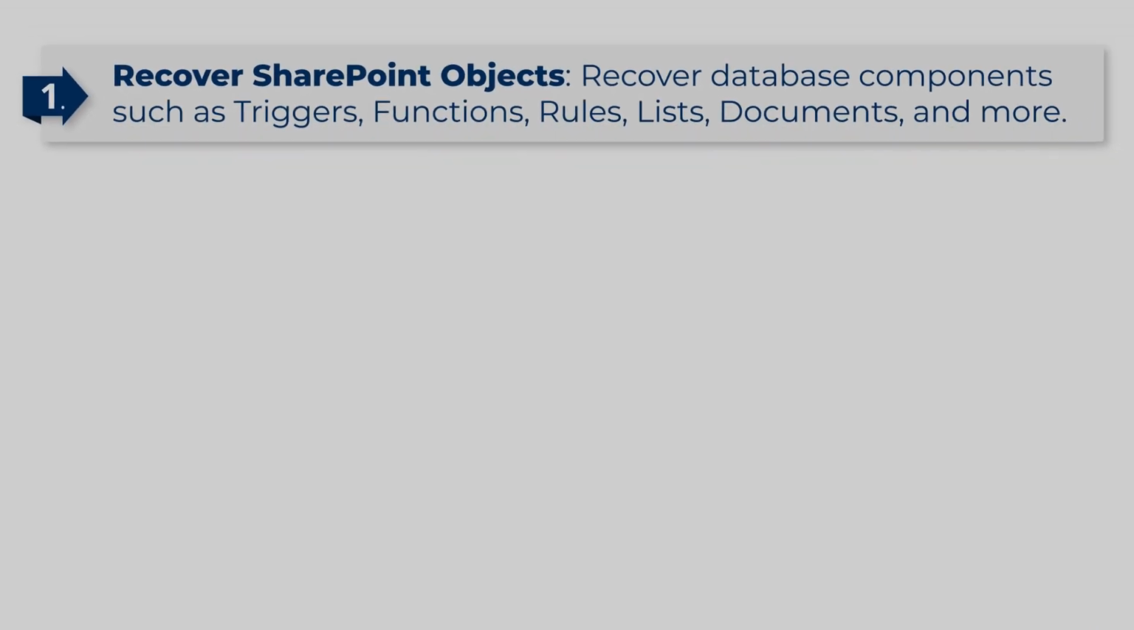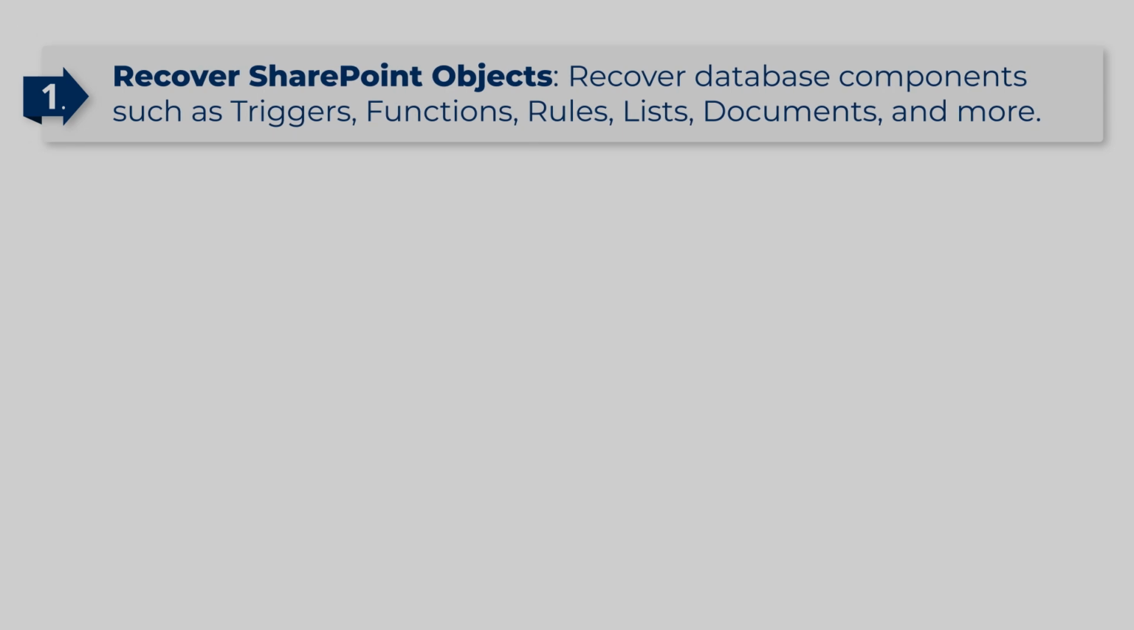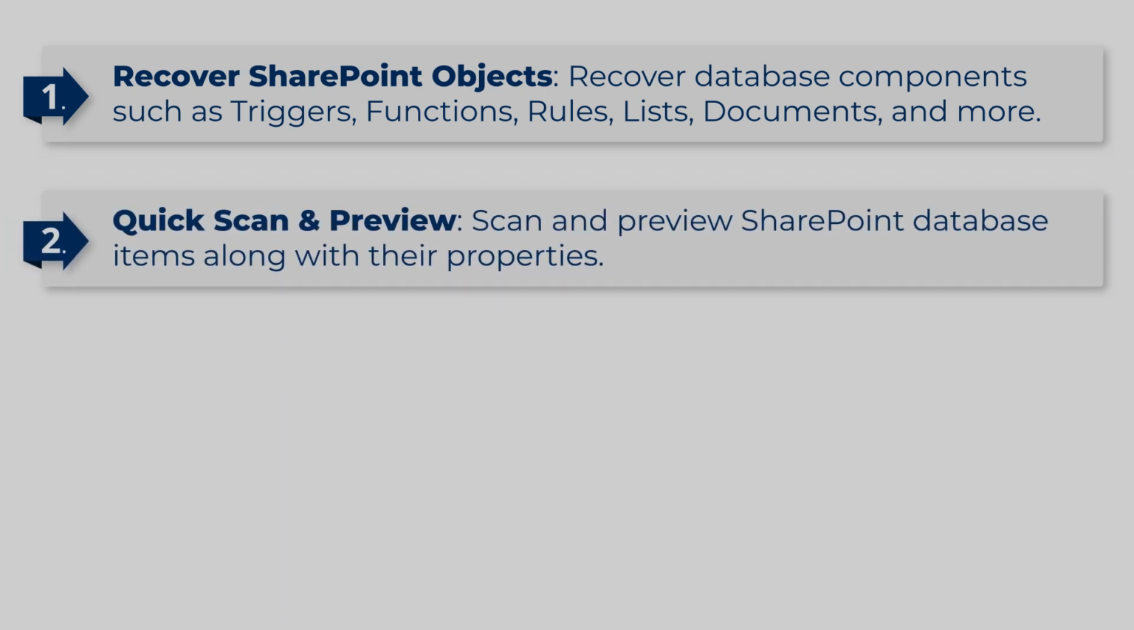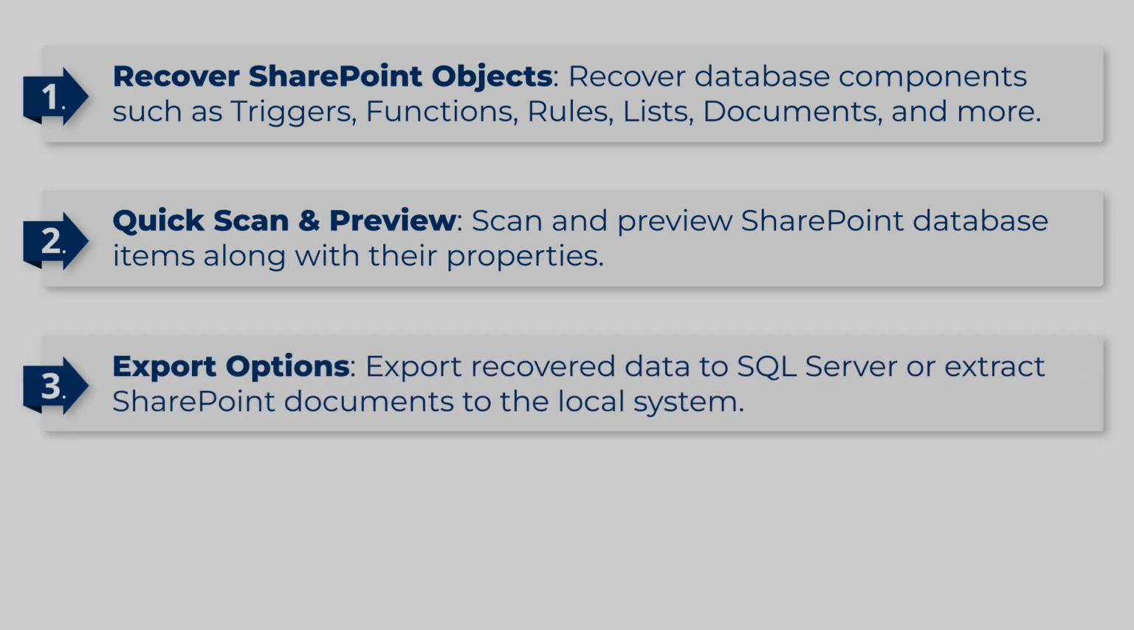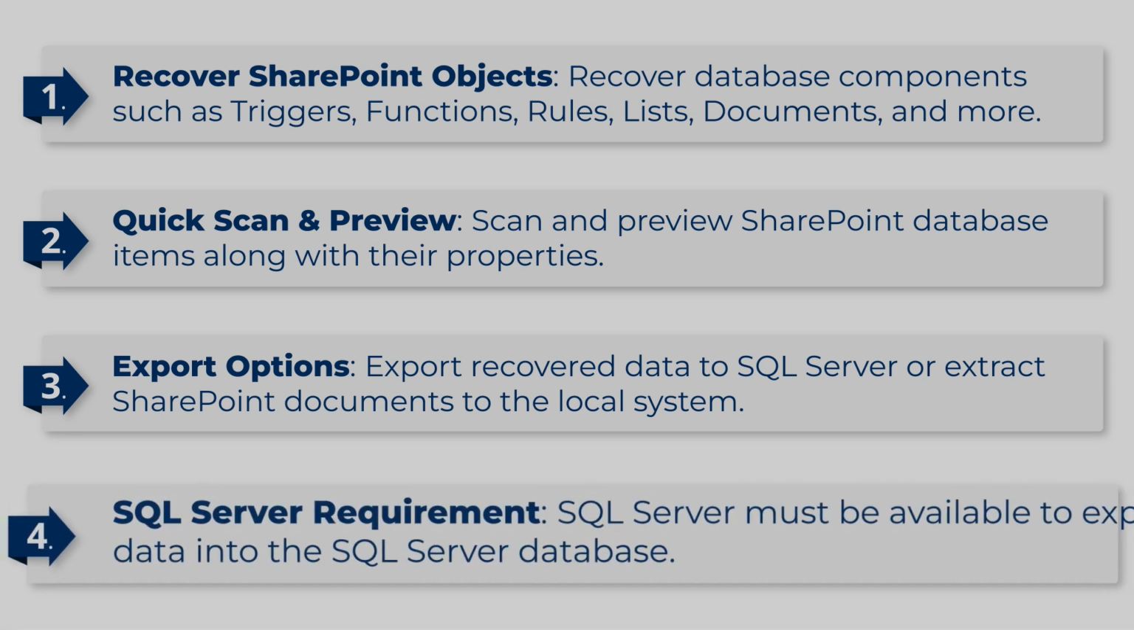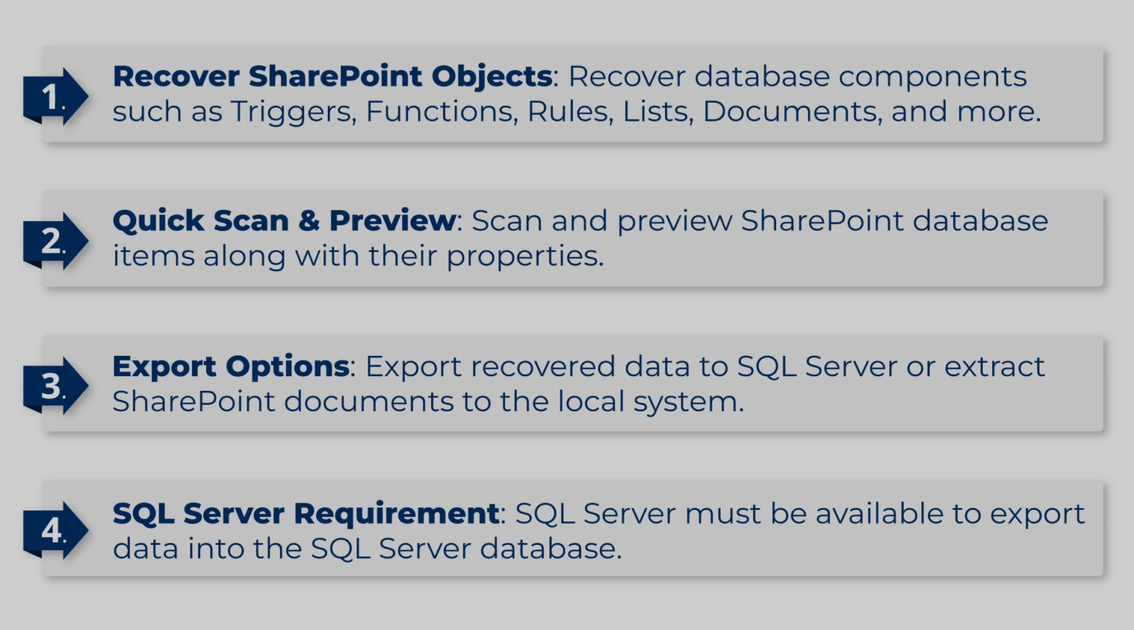Key features of the software: Recover SharePoint objects, including database components such as triggers, functions, rules, lists, documents, and more. Quick scan and preview: scan and preview SharePoint database items along with their properties. Export options: export recovered data to SQL Server or extract SharePoint documents to the local system. SQL Server requirement: SQL Server must be available to export data into the SQL Server database.